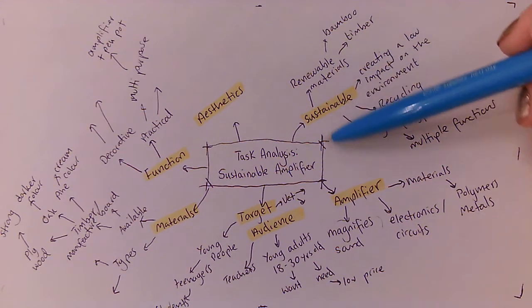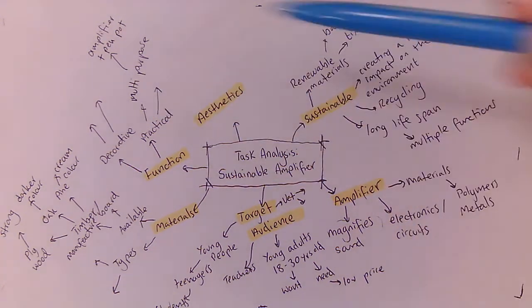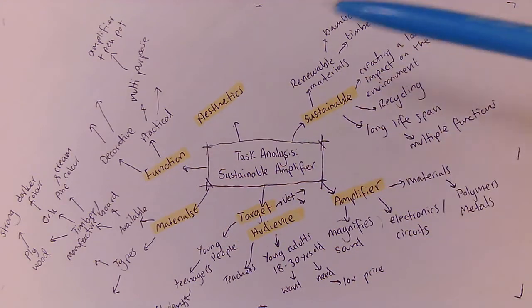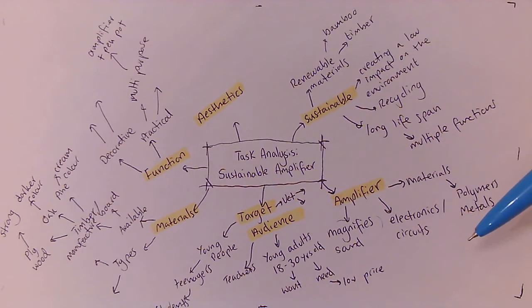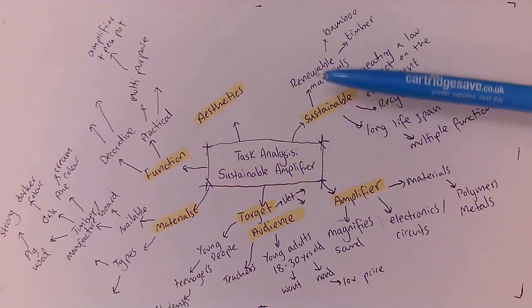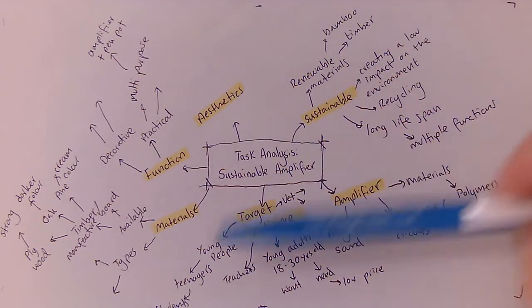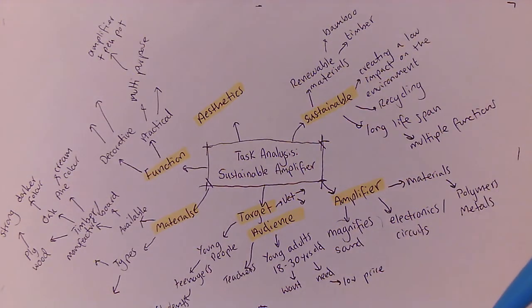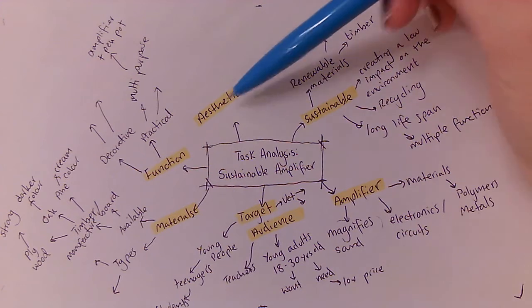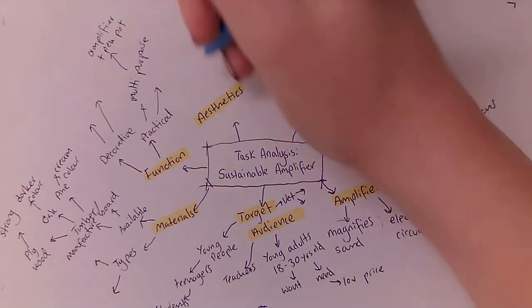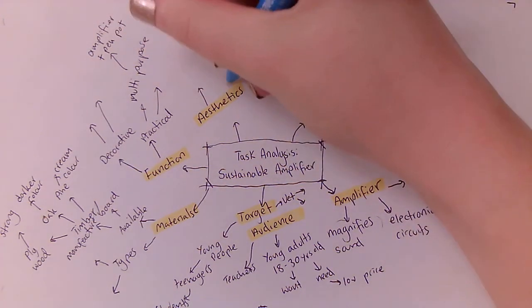So although I've kind of gone around, you can always go back to add to any previous branch, any at all. You're never limited. It's not just one after the other. It's not linear. It's iterative. You can always go back to make any amendments, add anything, take things away, etc. And then finally, the thing that I'm going to analyse for my sustainable amplifier is aesthetics.